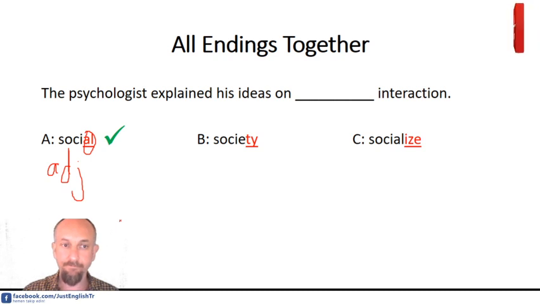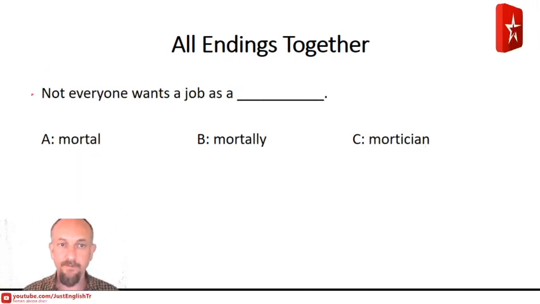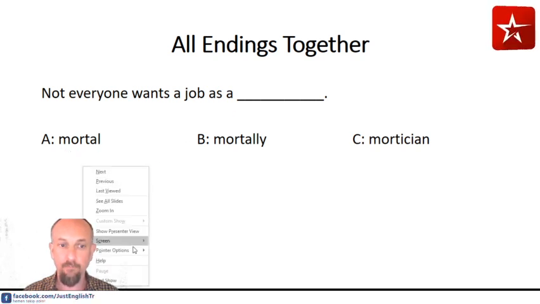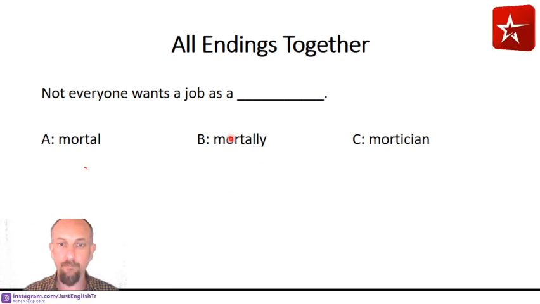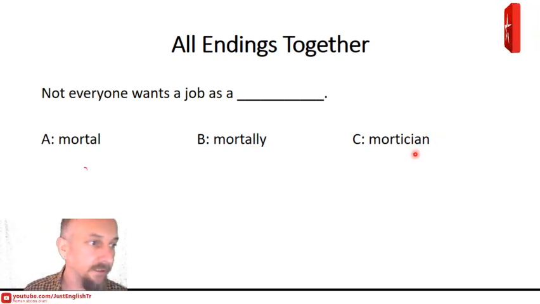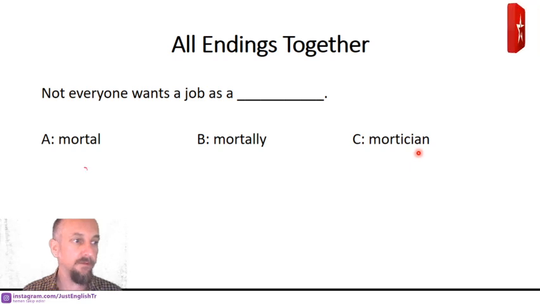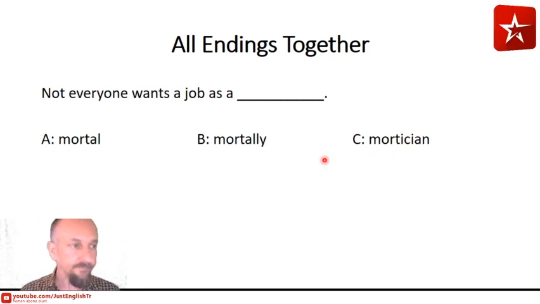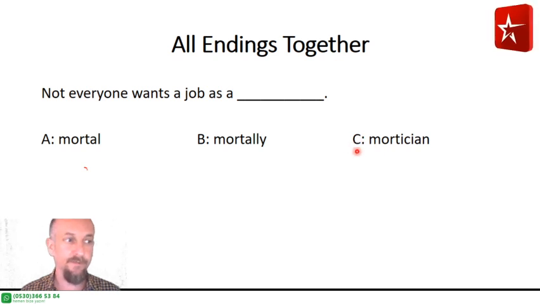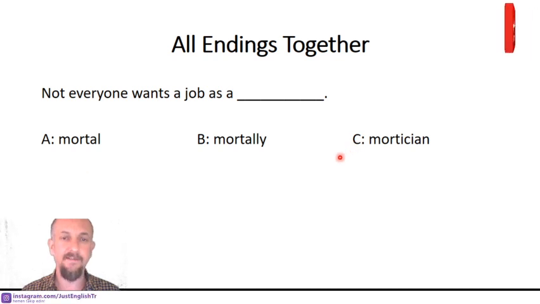Let's have a look at another one. Not everyone wants a job as a. We have A, mortal. B, mortally. And C, mortician. In terms of meaning, yes, probably. Erdogan says C. Onur says C too. Very quick responses. What do the rest of you say? Any ideas? Jaffer says C too, and I think we all agree.